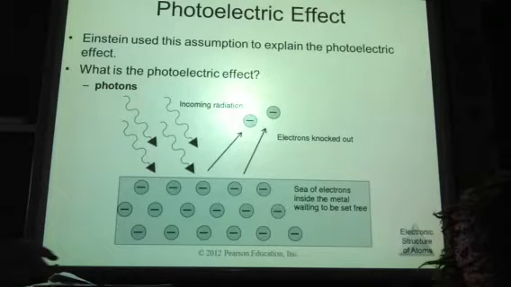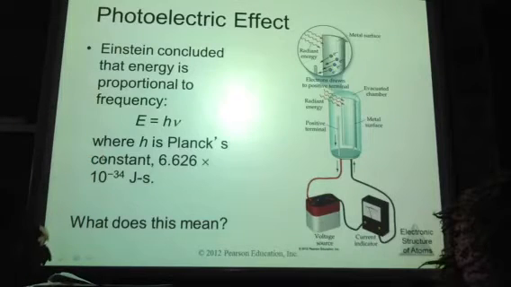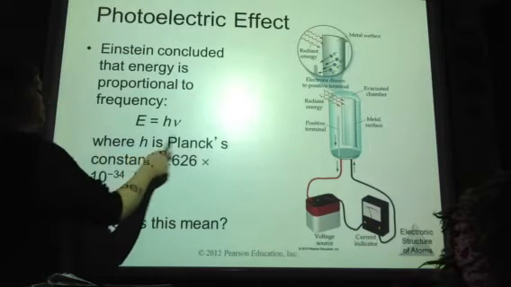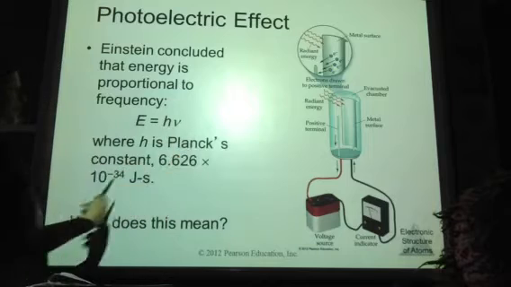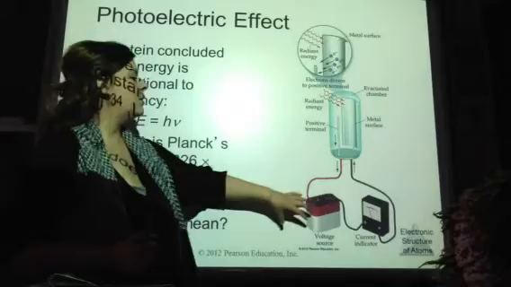So the photoelectric effect, like we said, was Einstein. And he also concluded that energy must be proportional to frequency. So he also says E equals h times v. He agrees with Max Planck that E equals h times v. And we know, again, h would be Planck's constant.